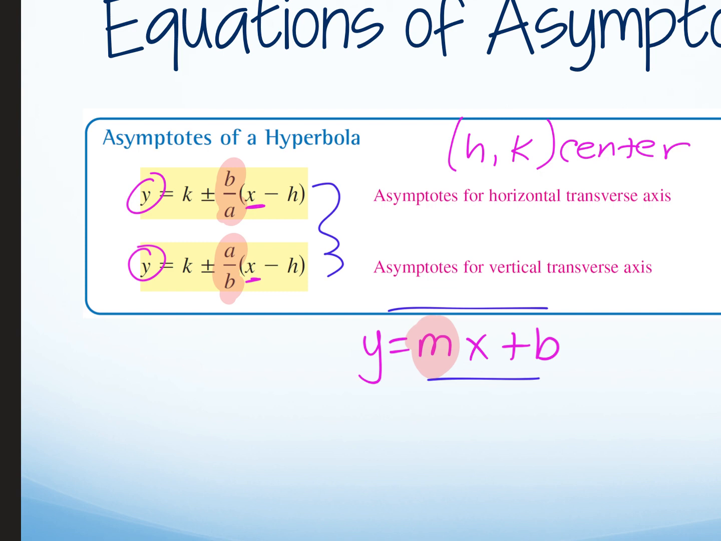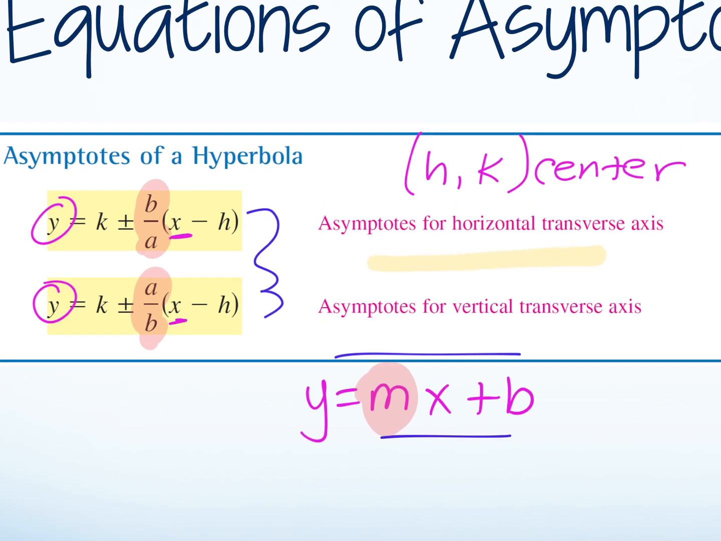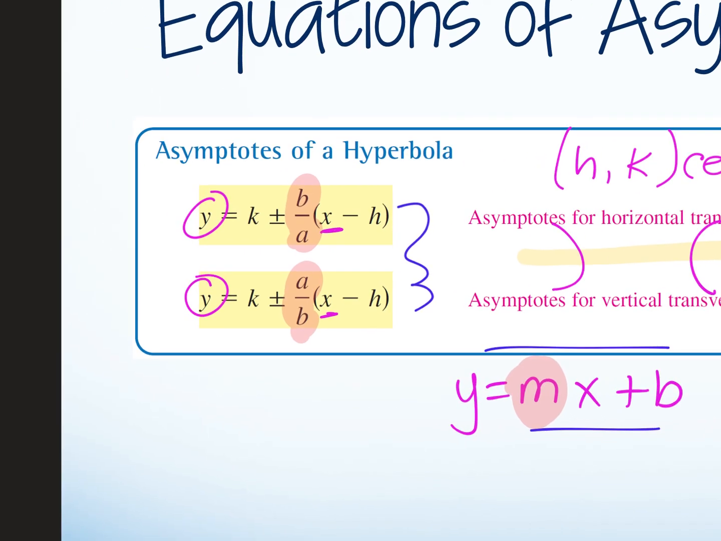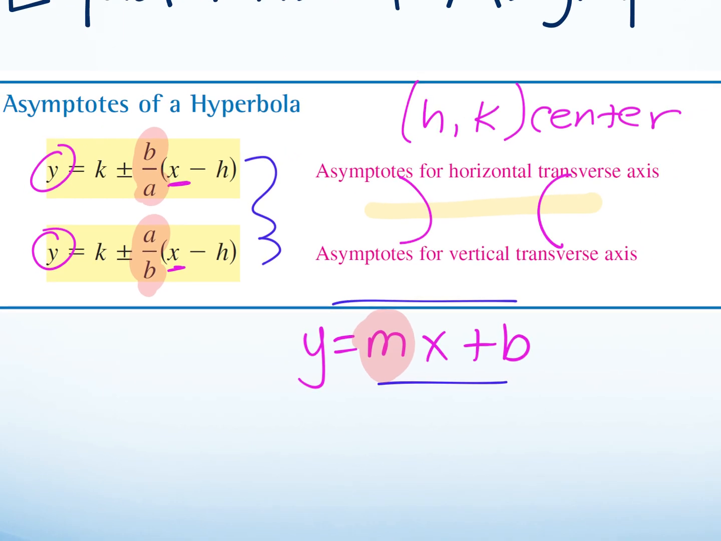So how do you figure out which equation you use? Well, if you have a horizontal transverse, meaning your transverse goes left to right, so that means your branch is open left to right, you use the top equation where you take your b value and put it over your a value. If you have a vertical transverse axis, that means your hyperbola opens which way? Up and down, then you use the bottom one.